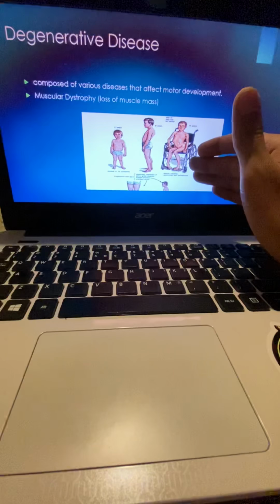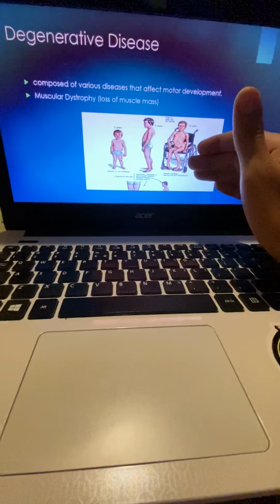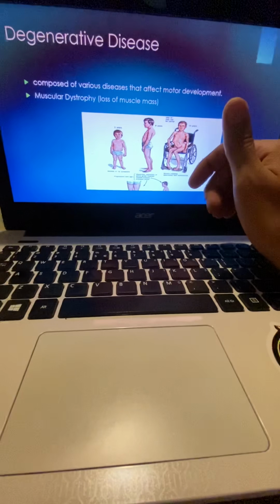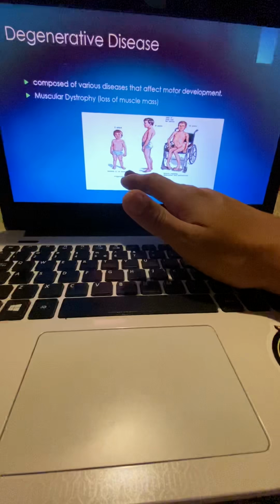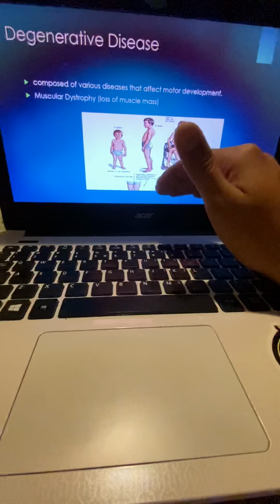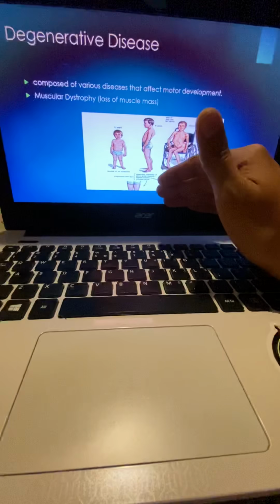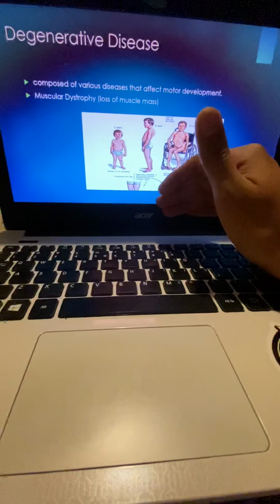And this muscular dystrophy is defined as a group of inherited diseases that cause progressive muscle weakness or degeneration of the muscle fibers. So overall, as you can see, although the individual looks healthy when they are younger, as they grow older, they slowly start to lose muscle mass, and they gradually become weaker.